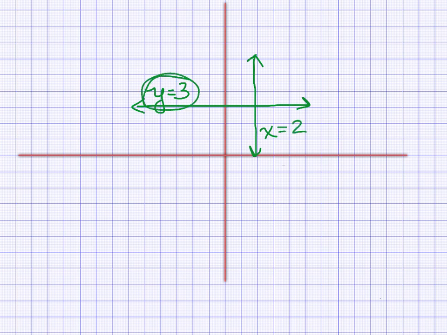Anytime you see one of those equations that's missing the other variable, yeah, they will be perpendicular to each other. Horizontal and vertical are perpendicular to each other.